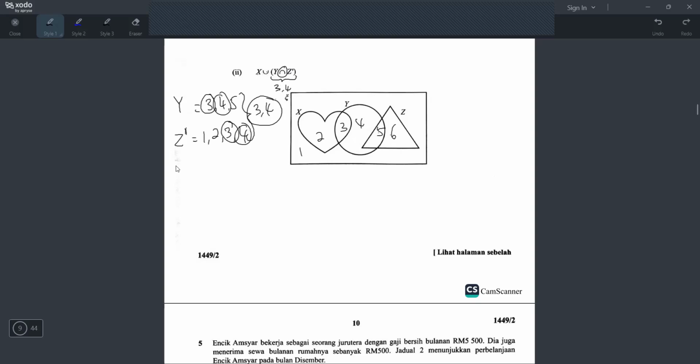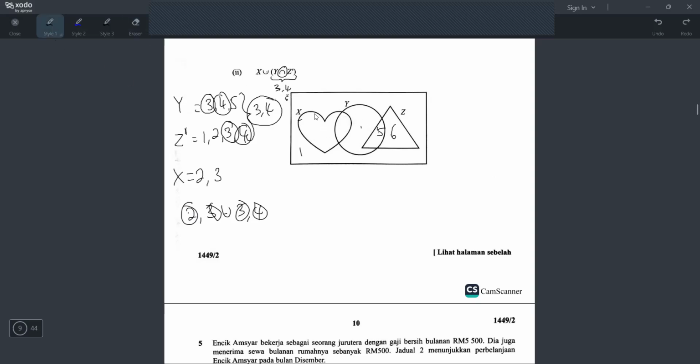So what is X? Let's write down. X is 2 and 3, right? So now I will take 2 and 3 union with the Y intersect Z complement, which is 3, 4 that I just did. The symbol in between this time is union, and if it's union I'll take everything, combine everything into one. So the answer will be 2, 3, and 4. So I will shade the 2, 3, and 4, right? So here, here, and here.